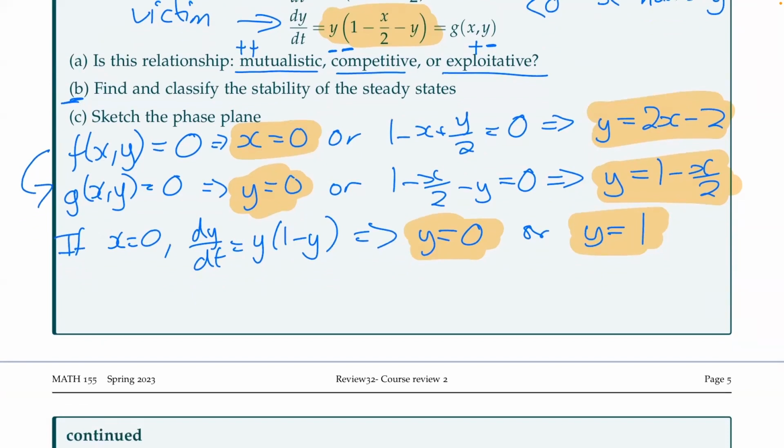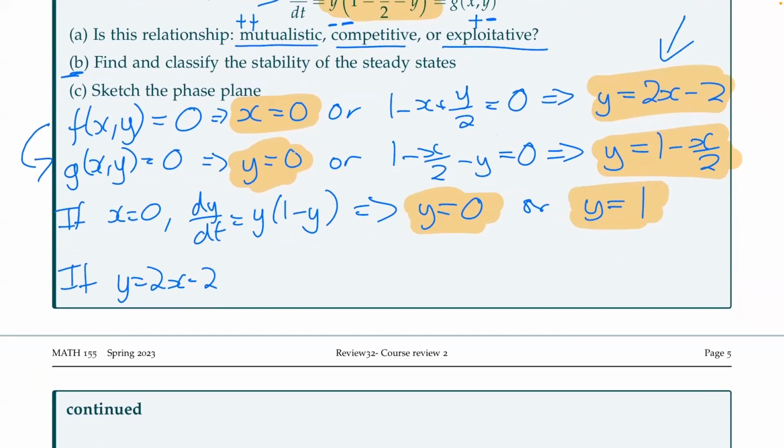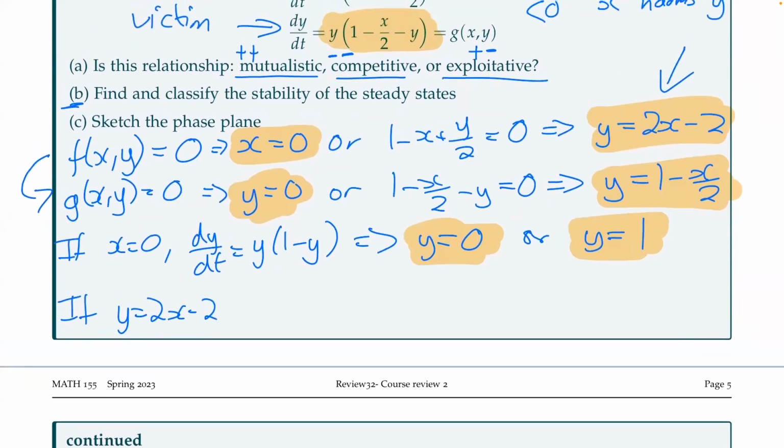So that's the first one. Now I can think of the second one. If y is equal to 2x minus 2, so that's this thing up here. So that's the second condition from the first equation. Again, I just substitute this into my second equation. This is a little bit more complicated.